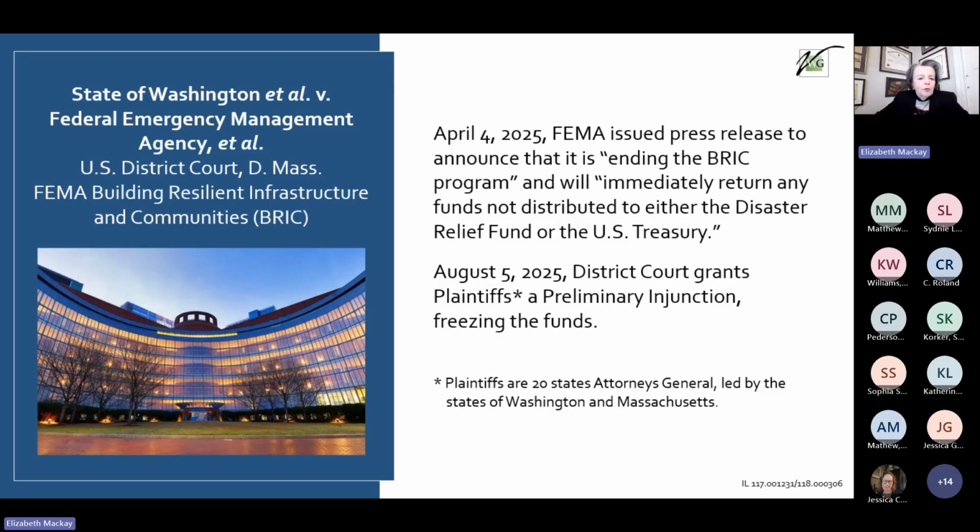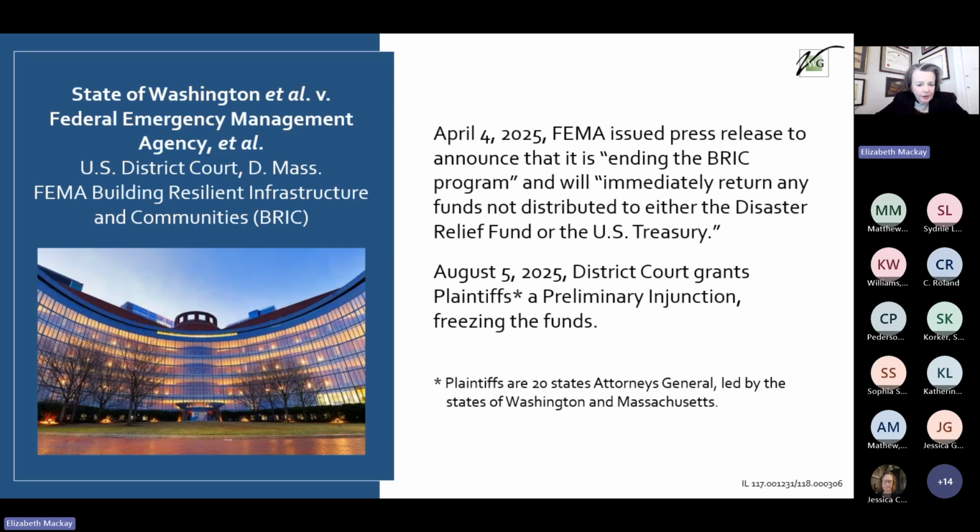FEMA estimates that for every $1 it invests in mitigation, much as we think of it as a disaster recovery agency, it saves $6 in addressing the disaster, insurance payouts, and what have you. Well, on April 4th last year, FEMA issued a press release to announce that it's ending the BRIC program. And essentially, it was going to claw back funds that were not spent. It was about $4 billion at issue in terms of being reallocated.